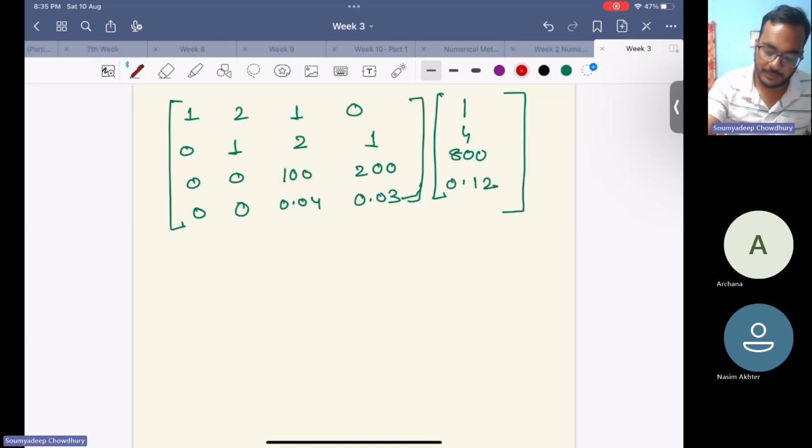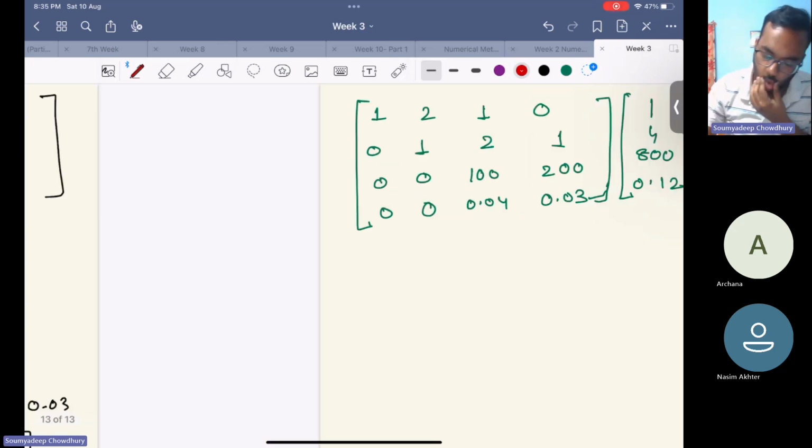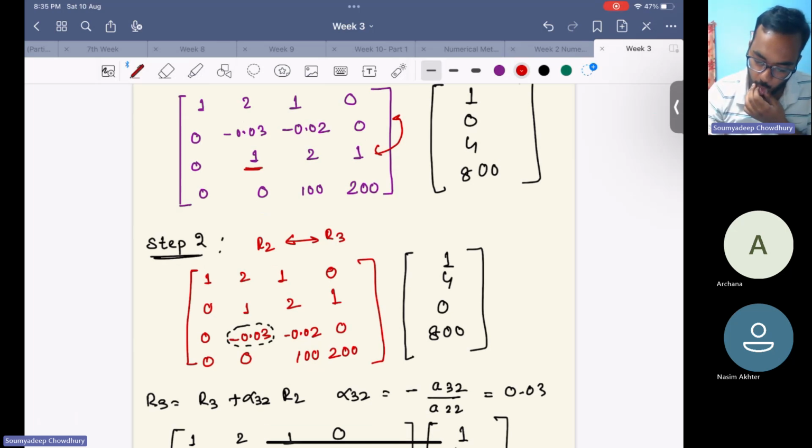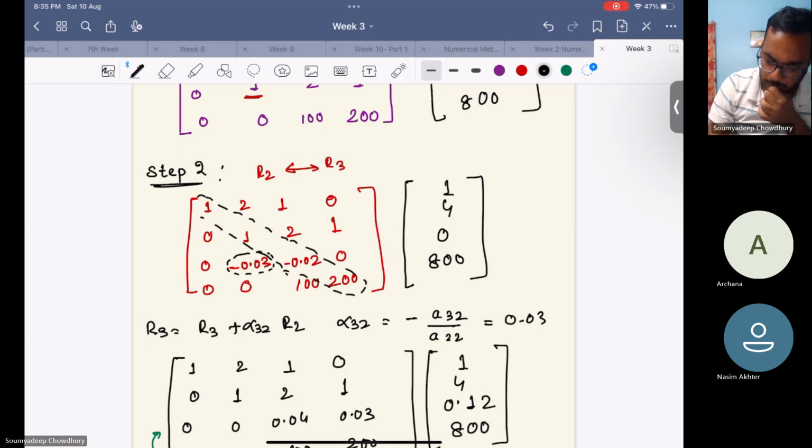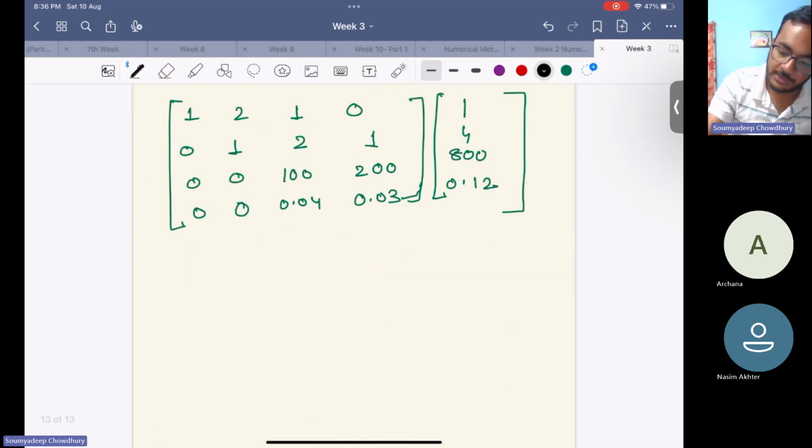Sorry, not 100. This is the third step, no? Previous step, what we did, we made 3, 2. So we'll make 3, 2, we have made 0. Second, this is the principal diagonal. So all elements below this diagonal should be 0. Already this is 0, all are 0, only this is remaining, right? So here if I see my principal diagonal.